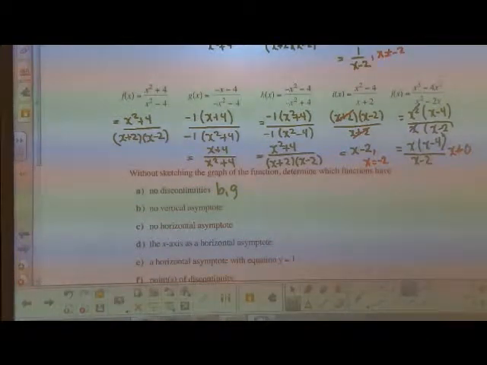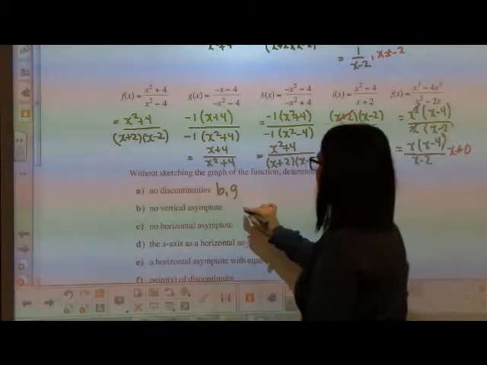Which of the following will have no vertical asymptotes? When do I not get a vertical asymptote? I don't get a vertical asymptote when the bottom is always a value. So when, no matter what the value of x is, I can always get a value for the denominator. So that would be B and G again.